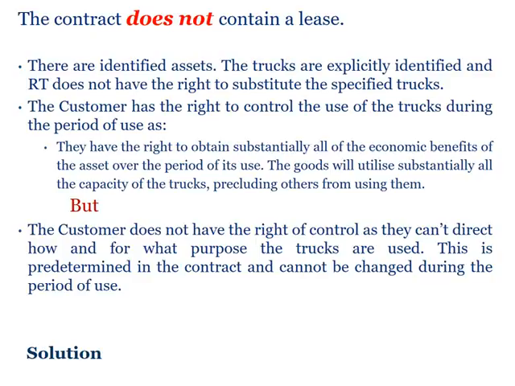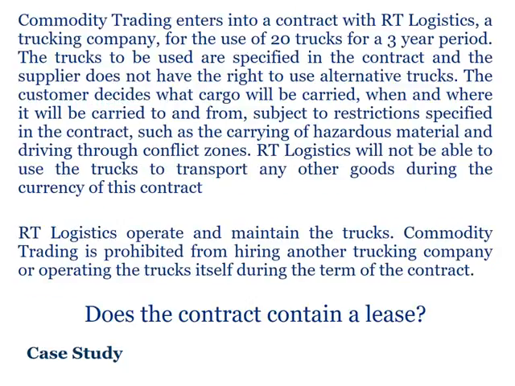Let's take a look at a second example. Commodity Trading again enters into a contract with RG Logistics, a trucking company, for the use of 20 trucks for a 3-year period. The trucks to be used are specified in the contract, and the supplier does not have the right to use alternative trucks. The customer decides what cargo will be carried, where and when it will be carried to and from, subject to restrictions specified in the contract, such as the carrying of hazardous materials and driving through conflict zones.